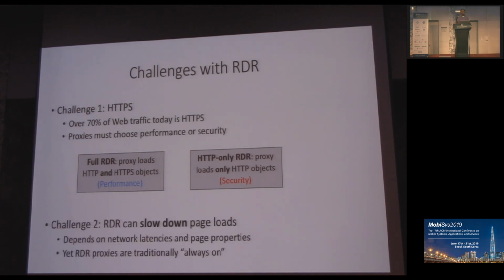And the second practical challenge with RDR is that it doesn't always improve performance. So existing RDR systems like the Opera Mini browser are always on, in that they will always proxy all of a client's page loads. But in certain settings, depending on the network latencies between clients, proxies, and origin servers, as well as the dependency graph for a given page, RDR can actually slow down the page load.